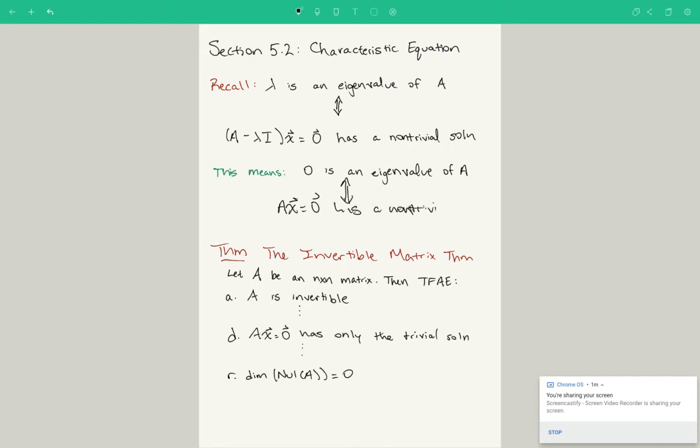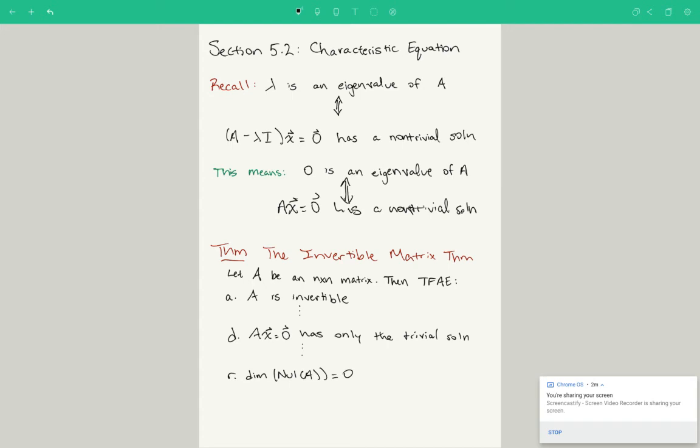Let's think about what this actually means. If Ax equals 0 has a non-trivial solution, then if we look at our invertible matrix theorem, which I've written a couple of pieces of down below, that means part D is false. And if one thing in all of this list is false, then all of the things are false. So in particular, if 0 is an eigenvalue of A, then part D of this theorem is false, so A is not invertible. This means we can actually add a couple of extra things onto our theorem.